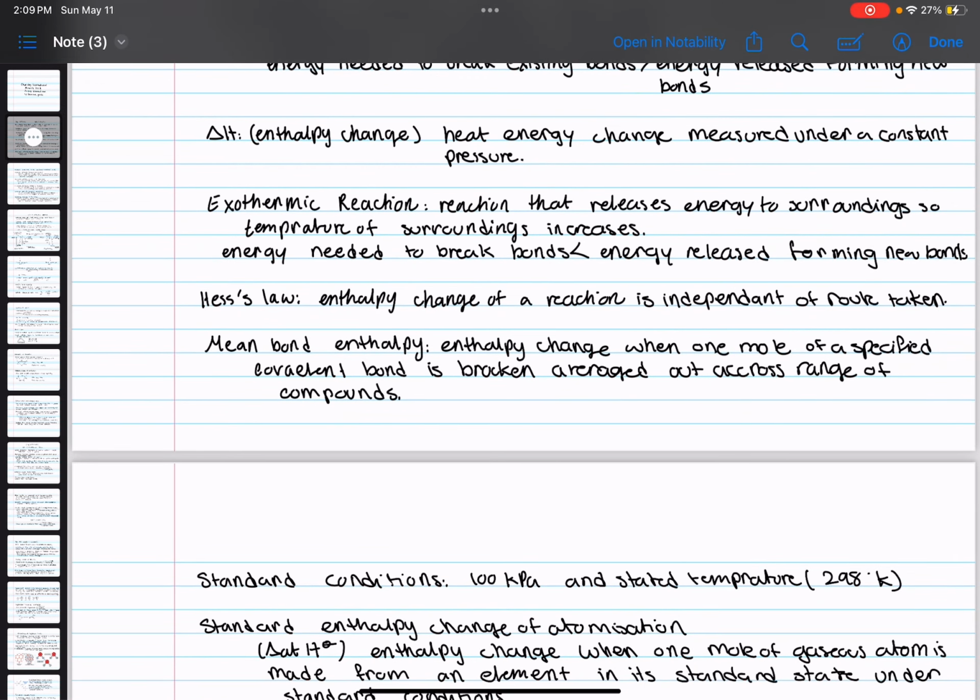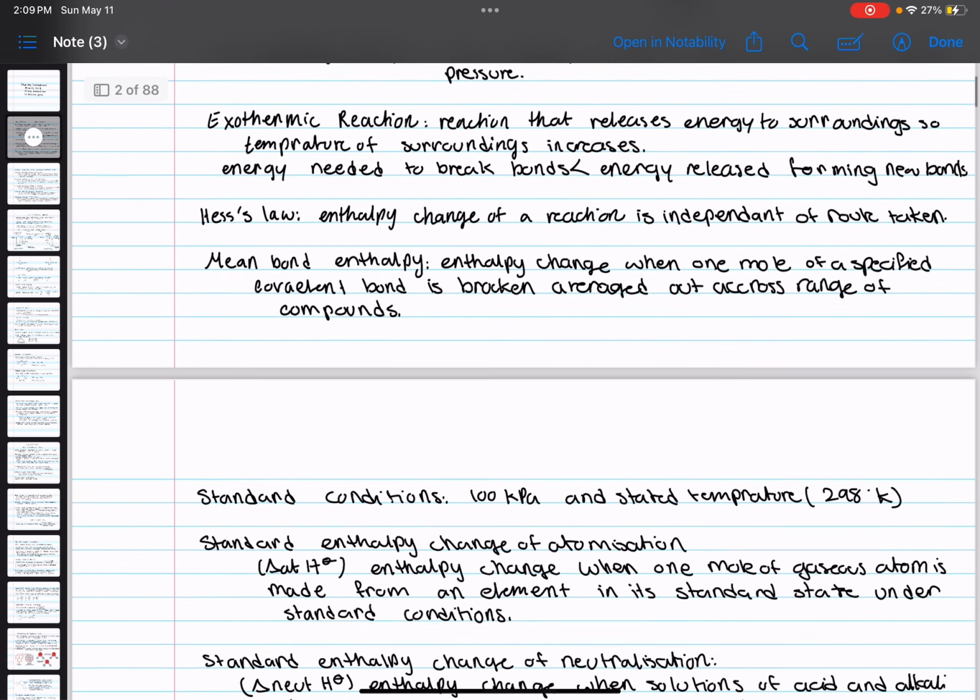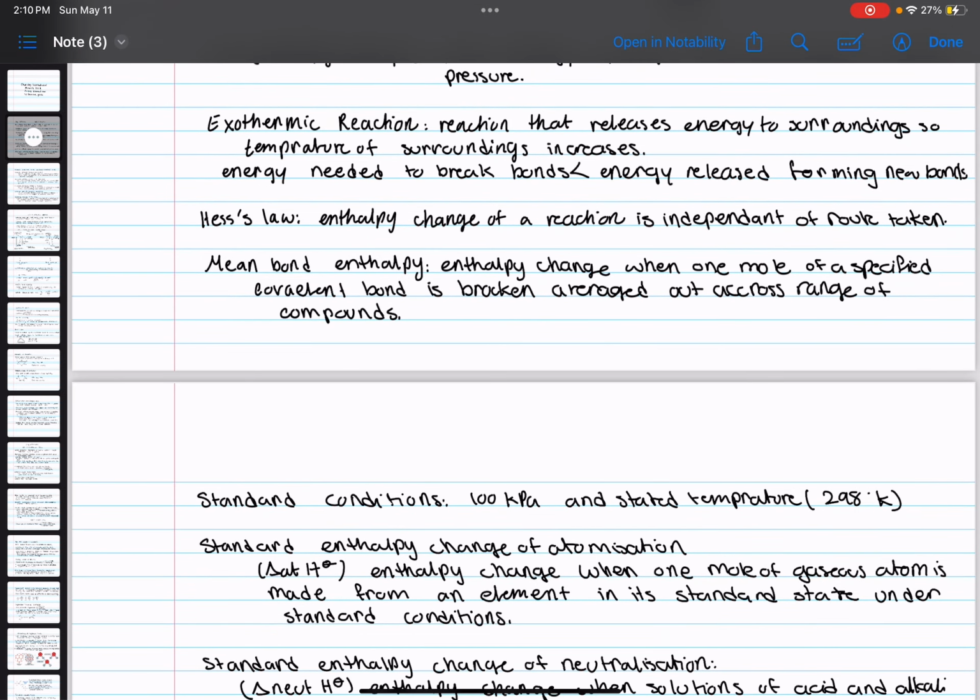We have delta H, which is a symbol for enthalpy change, and it means the heat energy change measured under constant pressure. We have exothermic reactions, which is a reaction that releases energy to the surroundings, so the temperature of the surroundings increases. So the energy needed to break the bonds is actually less than the energy released from making new bonds.